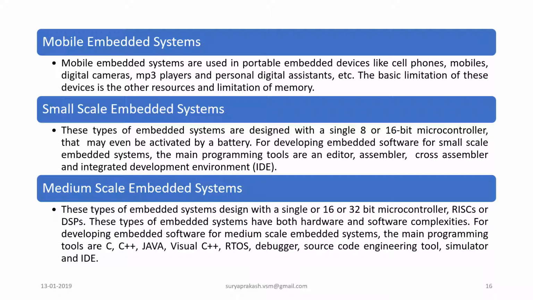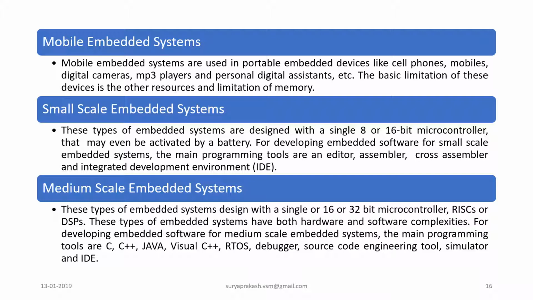Next is the small scale embedded system. These types of embedded systems are designed with an 8-bit or 16-bit microcontroller, and this is a different classification of embedded system based on the type of processor. The small scale embedded system is powered by a battery. For developing embedded software for a small scale embedded system, the main programming tools are editor, assembler, cross compilers, and integrated development environment. For example, an automatic chocolate vending machine is an example of a small scale embedded system.